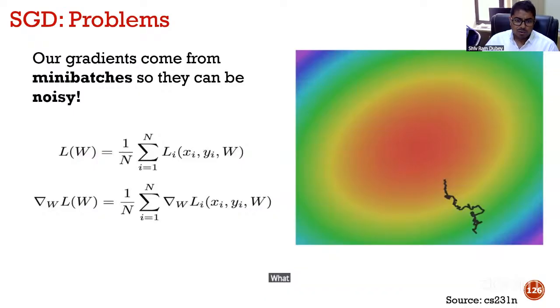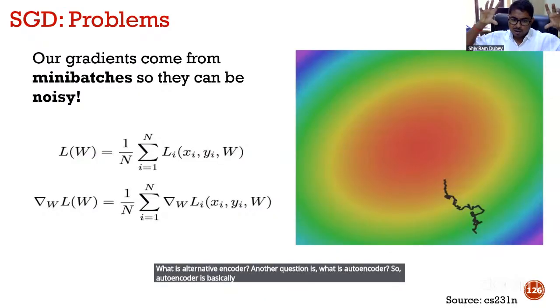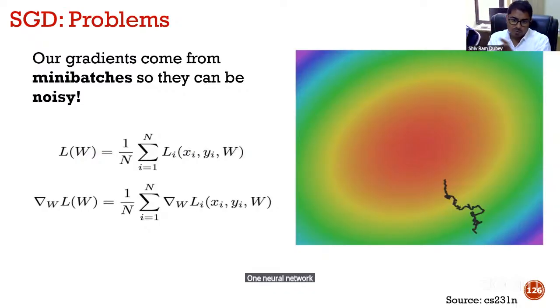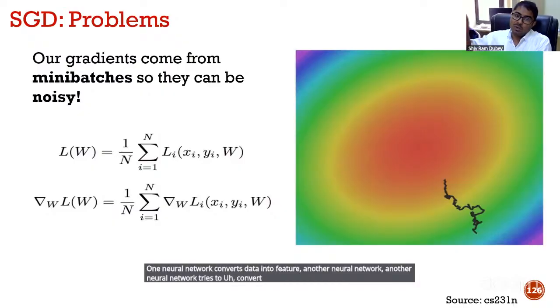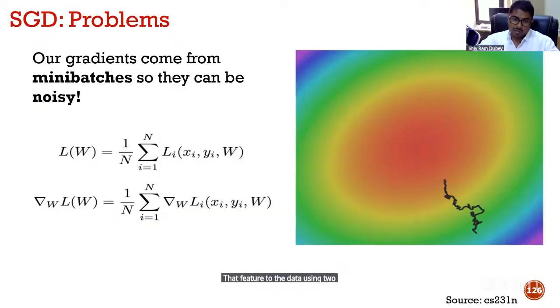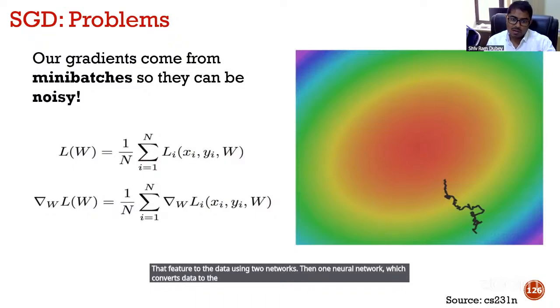Another question is, what is autoencoder? So autoencoder is basically, we can think of two neural networks. One neural network converts data into a feature. Another neural network tries to convert that feature into data again. Means converting data to the feature, then feature to the data using two networks. The neural network which converts data to the feature is called the encoder. The network which converts feature to data is called the decoder.